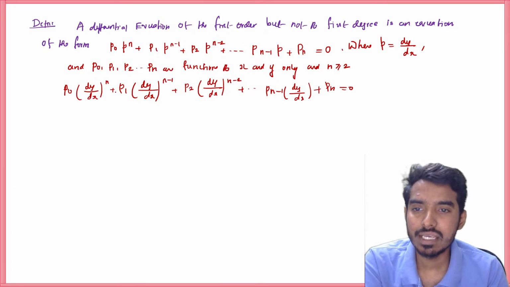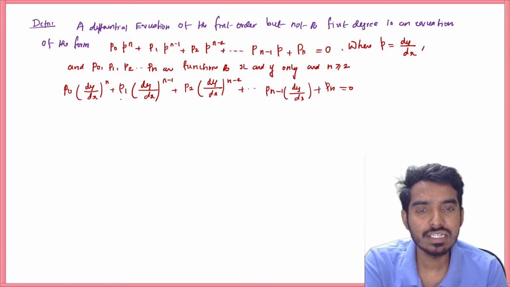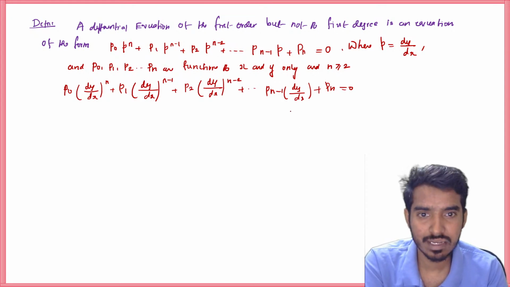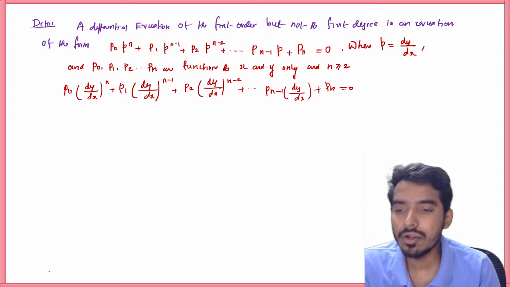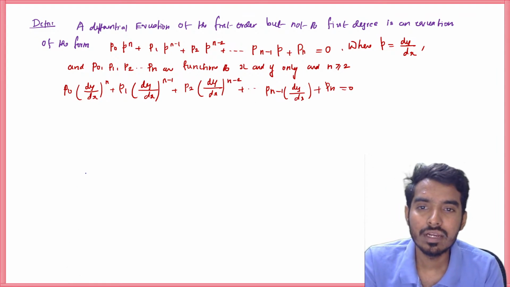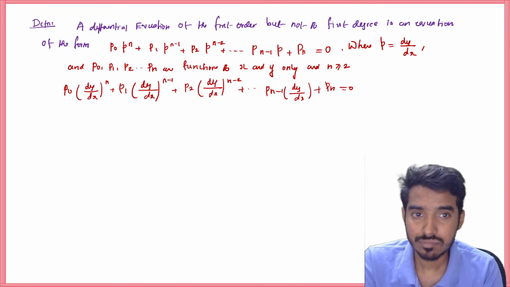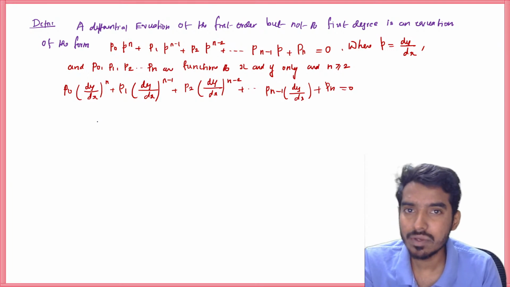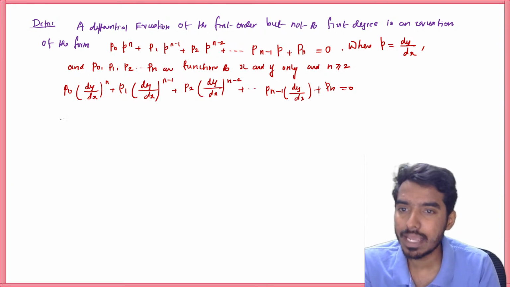So whenever you see an equation of the form, some functions of x y into (dy by dx) whole power n, some functions of x y into (dy by dx) whole power n minus 1, it is called a differential equation of first order but not of first degree, right? Now we're going to tell you the way of solving a differential equation of first order but not of first degree, right? It can be classified into 4 types.